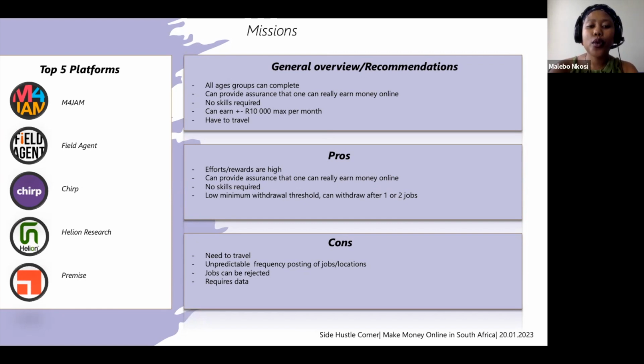So the pros is the effort to reward is very high. And sometimes they've got a low minimum withdrawal threshold, and that's because the effort to reward is high, right?